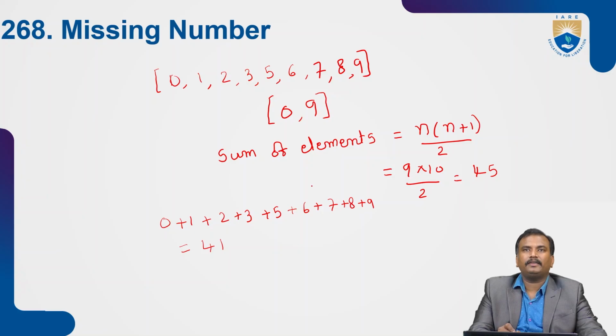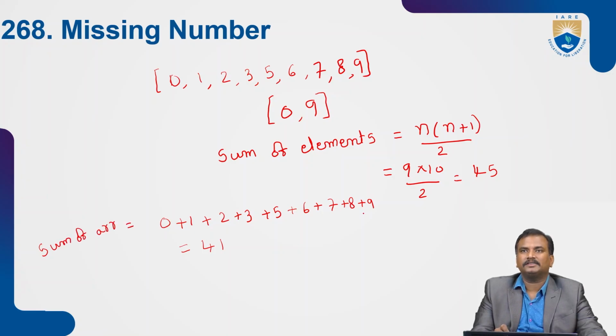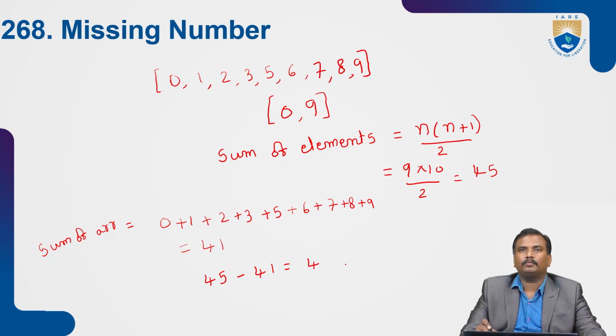So to find the missing element, we find the sum of n natural numbers and the sum of array elements. The sum of n natural numbers minus the sum of array elements will give us the missing number. So 45 minus 41 equals 4. This is our output. This is what we are going to do in our program.